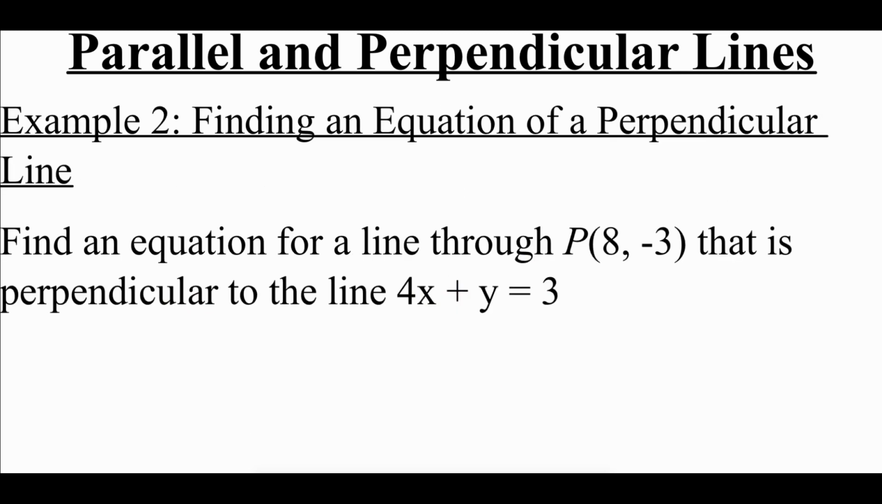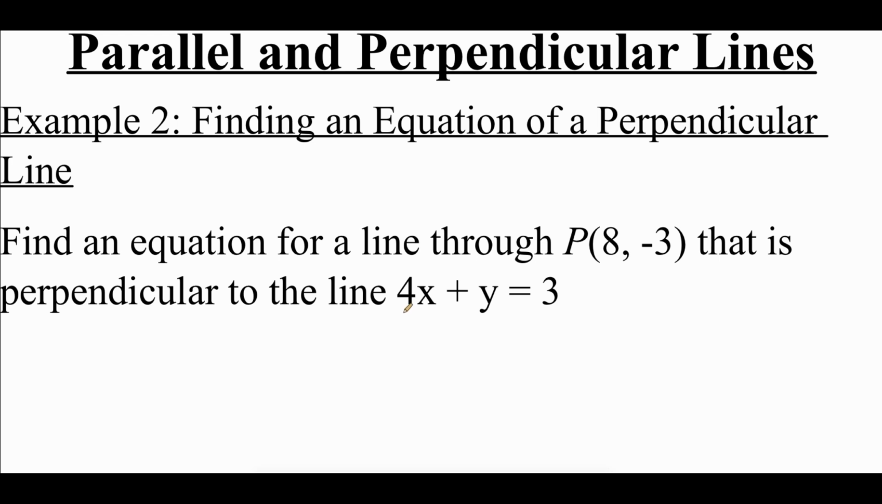So in this example, we're going to look at finding an equation for a perpendicular line given a set of information. So we want our new line to go through the point P, which is at (8, -3), and we want it to be perpendicular to the line 4x plus y equals 3. So we need to know what slope we're dealing with on our original line. So we're going to take that 4x plus y equals 3 and rearrange that to be in slope-intercept form.